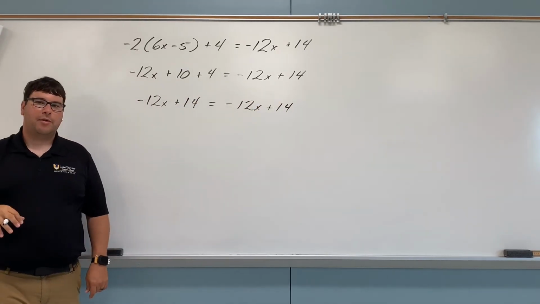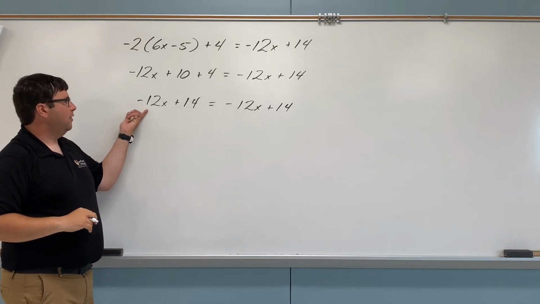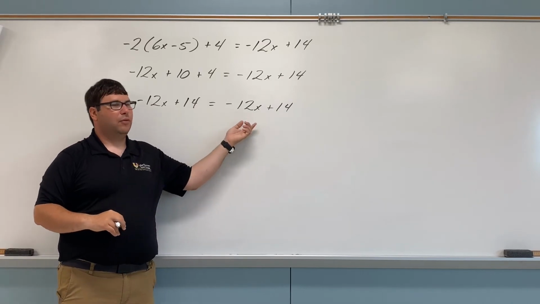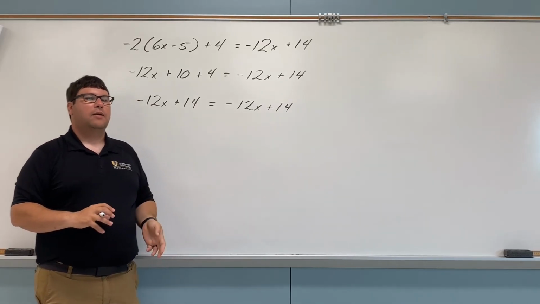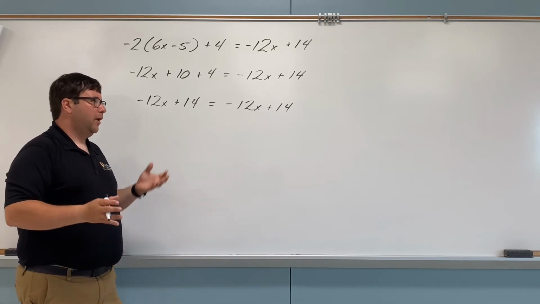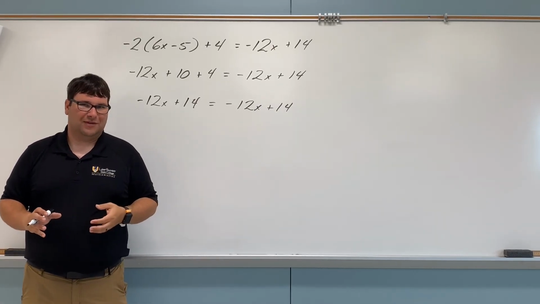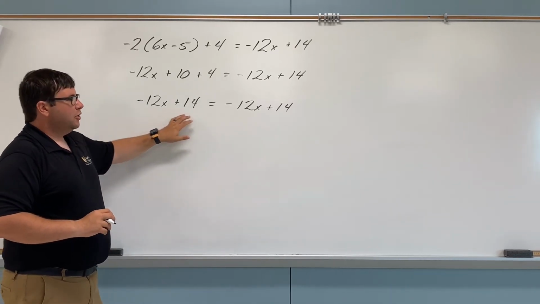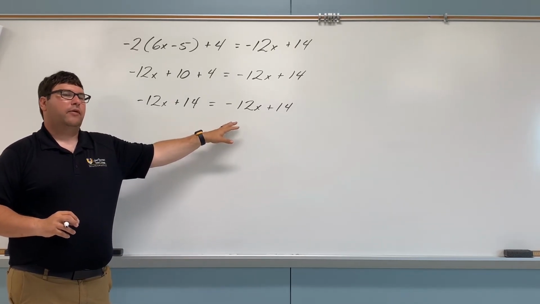Now some of you may be looking at this step and saying, hey, wait a minute, they're exactly the same. I have negative 12x plus 14 on this side, I have negative 12x plus 14 on this side. So why are my equations the same? Rather, why are my expressions within the equation the same, to use proper terminology? Well, you can actually solve this out even further. So let's go ahead and take that step.